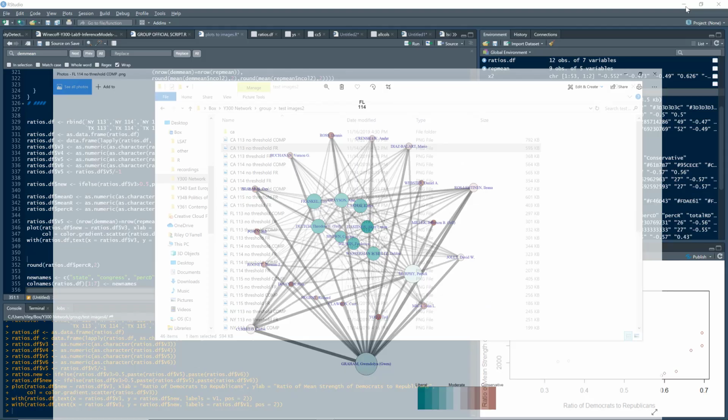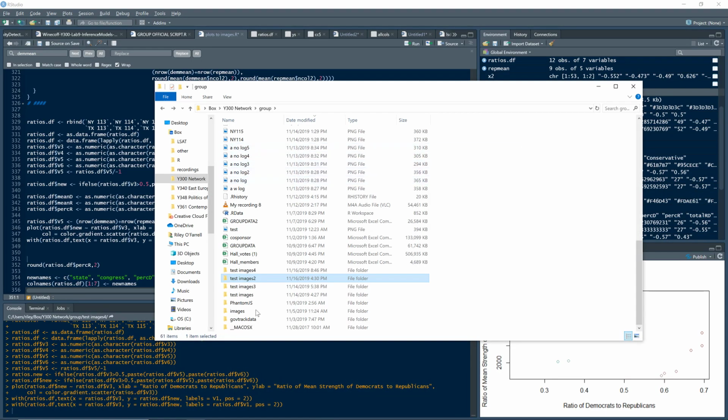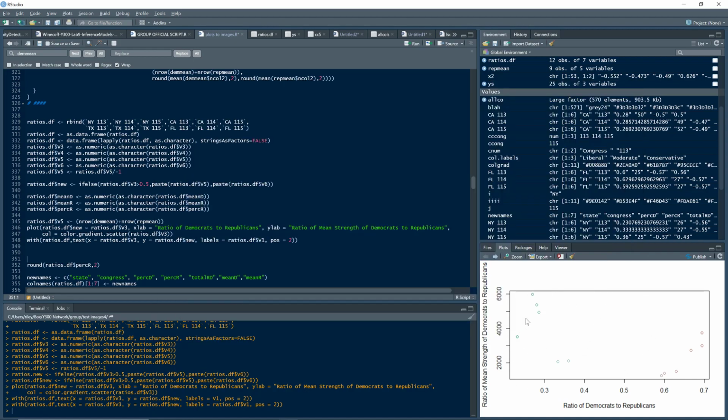So please go in the shared folder, look at these, test images 2, test images 4, and think about ways we can represent more data or things that you want to change, and that stuff.